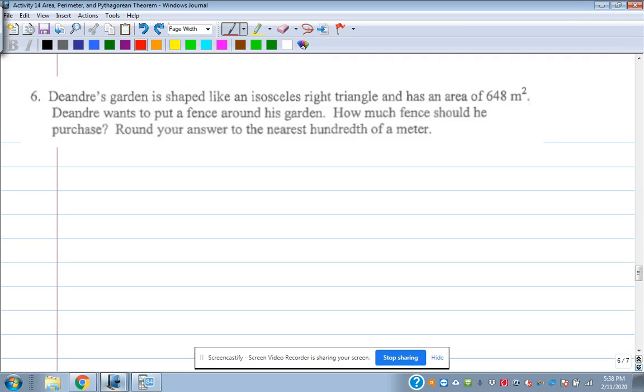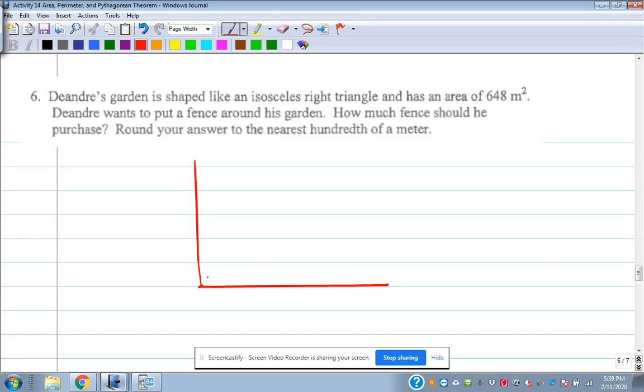DeAndre's got a garden, and it's shaped like an isosceles right triangle. And has an area of 648 square meters. DeAndre wants to put a fence around his garden. How much fence should he purchase? So we know it's an isosceles right triangle. So what does an isosceles right triangle look like? 2 of the sides are the same. And which 2 sides? Is it the legs or the hypotenuse? The legs have to be the same, so it doesn't really matter.